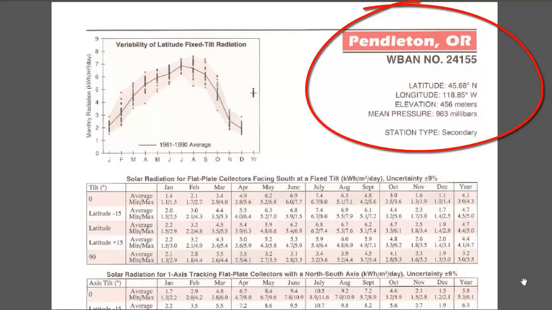This is pretty critical, because the latitude and longitude data obviously dictate rise and set times, and most importantly, the rise and set angles at specific times of the year. The header also includes elevation, 456 meters, and average air pressure readings, 963 millibars, that can be useful in calculating air mass data if you want to get into nitnoid detail.